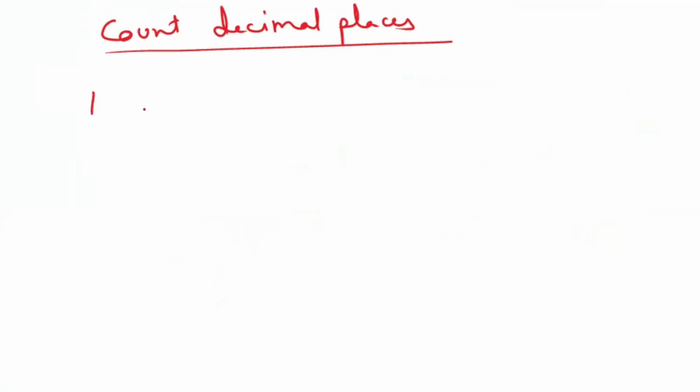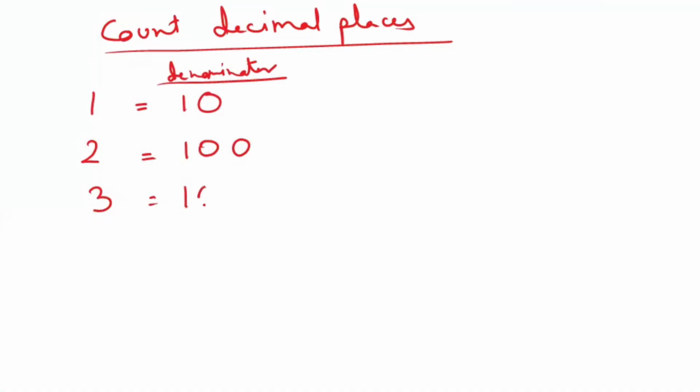So what's the trick here? You have to count the decimal places. The trick is to count decimal places. If 1 decimal place, the denominator will be 10. And 2 decimal places, the denominator will be 100. If it is 3 decimal places, then the denominator will be 1000. It will go like this. If it is 4 decimal places, then the denominator will be 10,000.